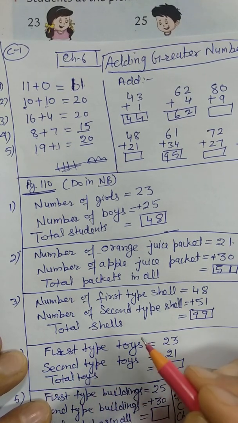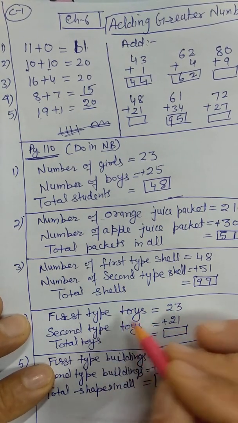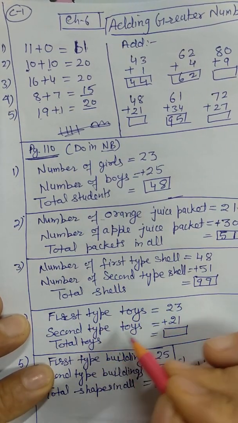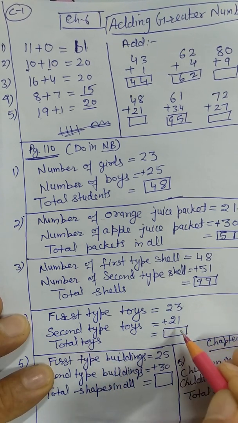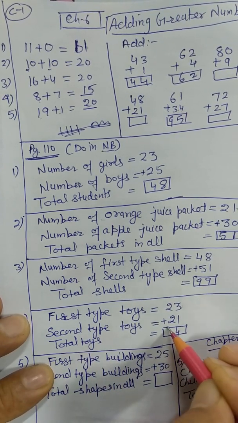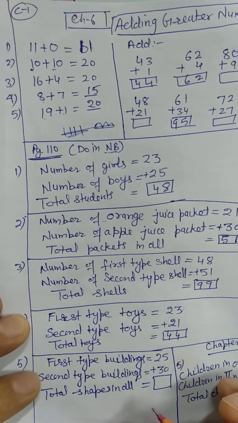Next, there are two types of toys. The first type of toys are 23, the second type of toys are 21. Total toys you can add: 3 plus 1 is 4 and 2 plus 2 is also 4. So total toys are 44.